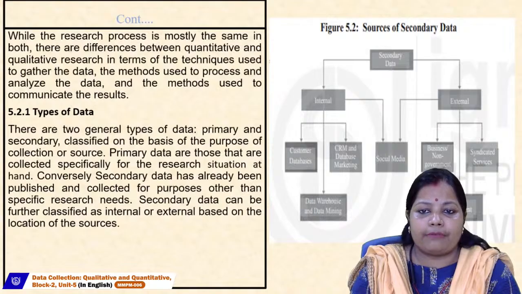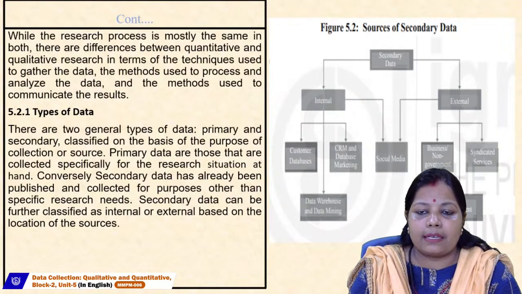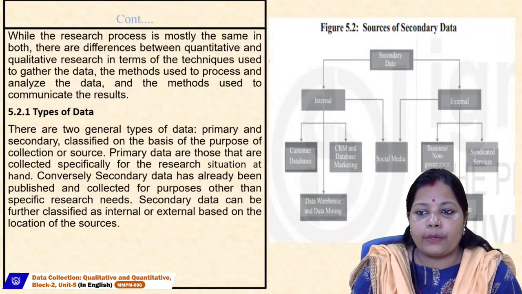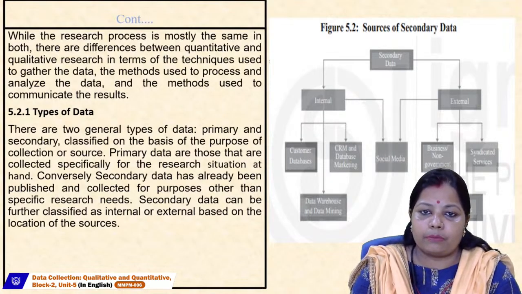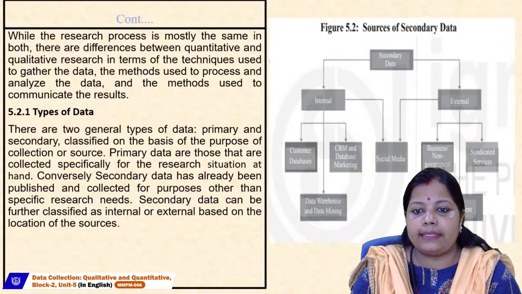So in the 5.2 figure we can see that secondary data can be of two types, internal and external. Internally, if we have already recorded a few data and it is now going to be used in my research, then this secondary data is known as internal data. But if the data I require does not exist in my internal source, and I go for another source to collect it, that is called external data. So both internal and external data come under secondary data.